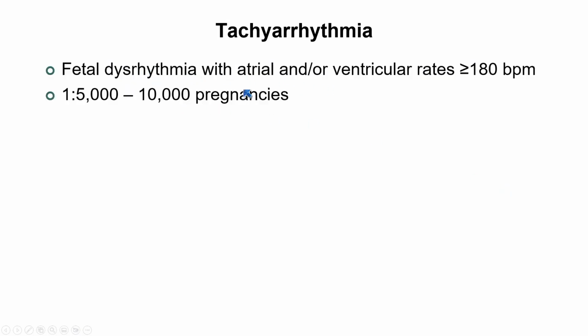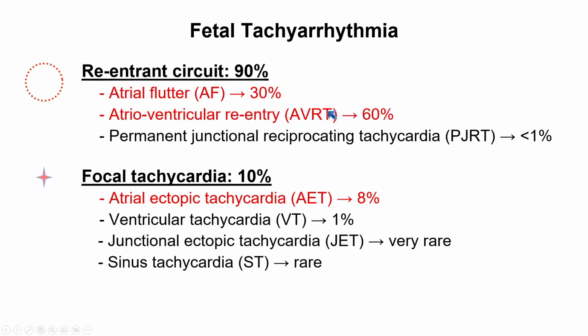Fetal tachyarrhythmias are defined as fetal dysrhythmia with atrial and/or ventricular rates above 180. You can have an atrial flutter at a rate of 400. With 4-to-1 conduction, you end up with a heart rate of 100, so bradycardia, but still a tachyarrhythmia, even if the ventricular rate is low, as an example. It's not very common, but I think each of us is seeing patients with this.